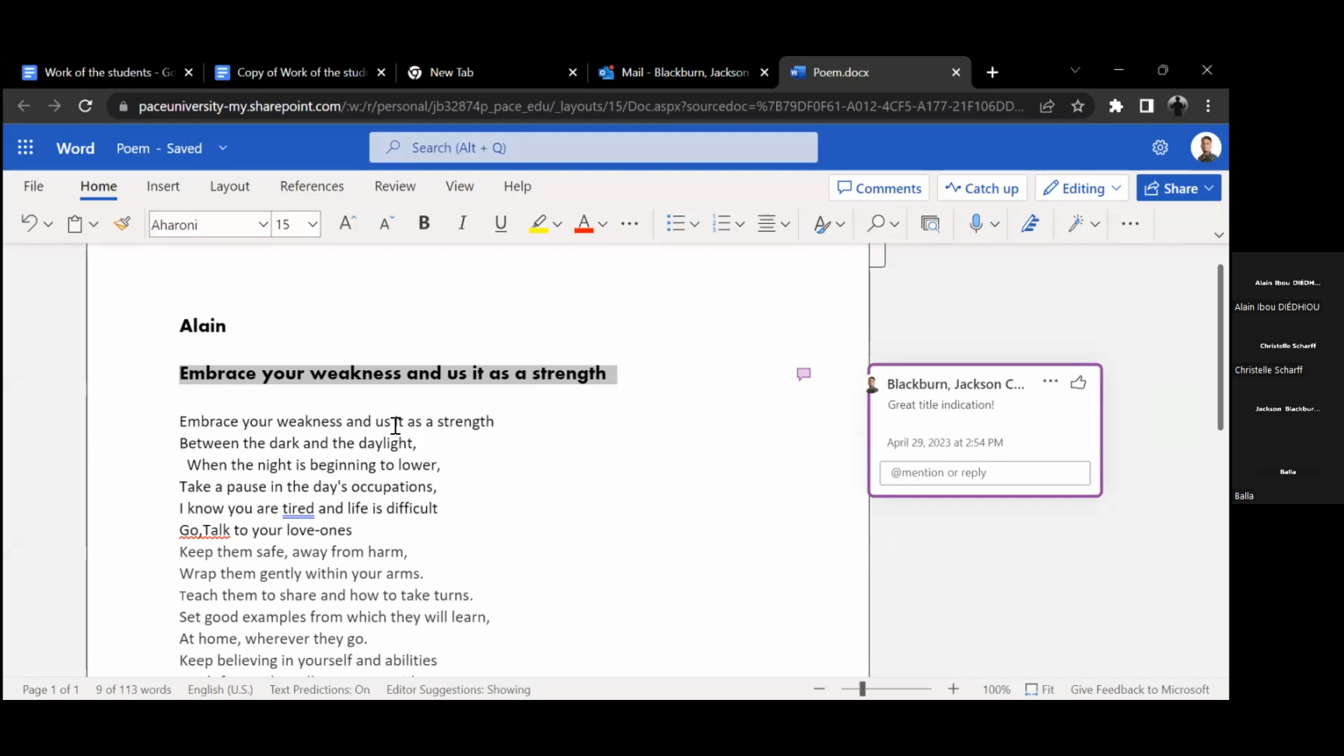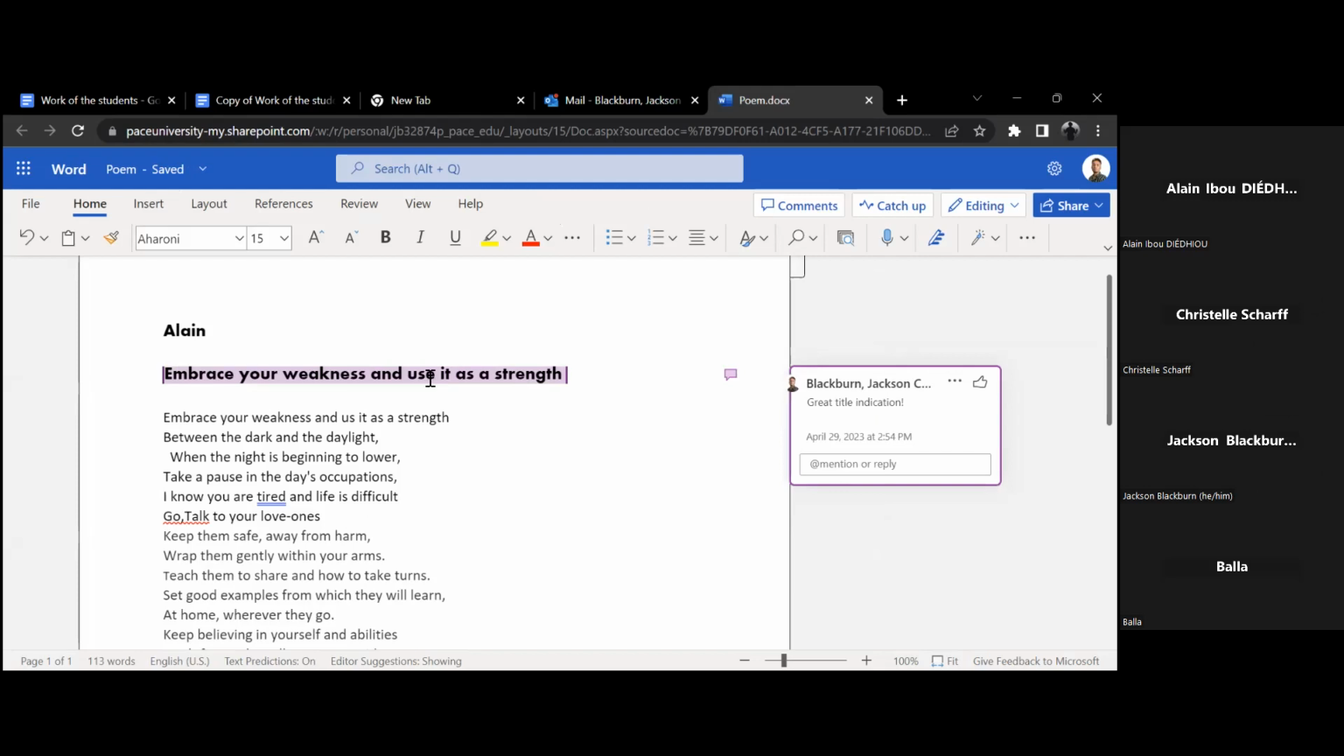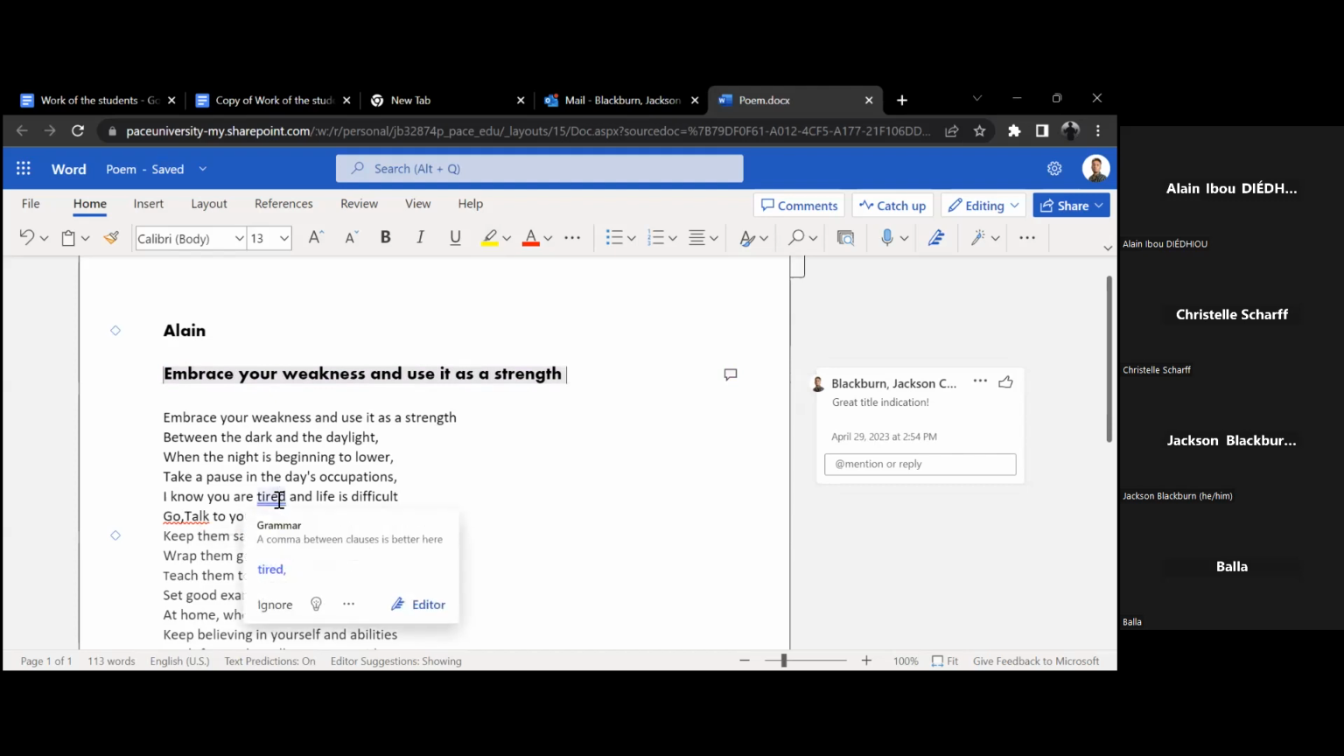Embrace your weakness, and I think you meant use it. So let's, and also it says here as well, so let's put use and then here and use it as a strength. All right, thank you. Yes, that's what I thought. Embrace your weakness and use it as a strength between the dark and the daylight. Awesome. When the night is beginning to lower, I'm just gonna move that space back. So it's when the night is beginning to lower, take a pause in the day's occupations. I know you are tired and life is difficult. Let's see what this suggestion is.